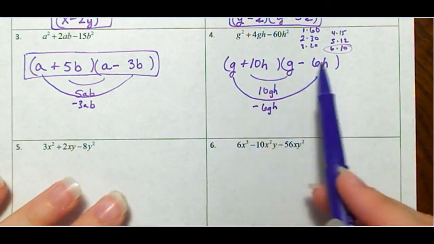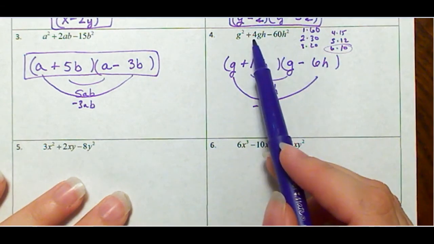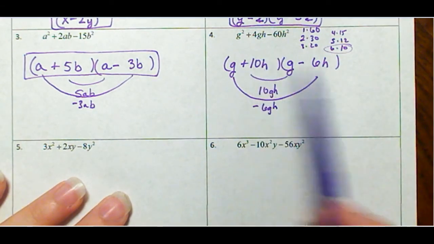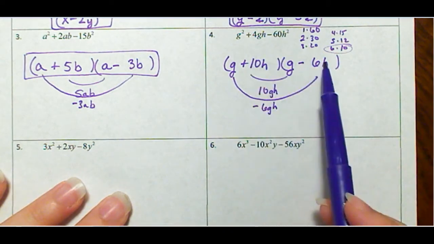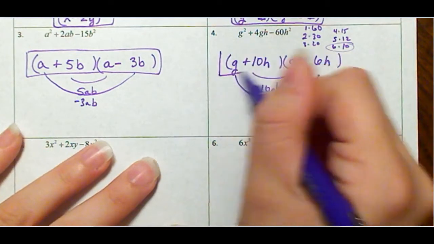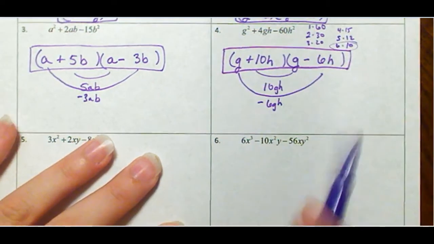So positive 10 and negative 6 would give me a positive 4, and just tag on the h to those two pieces of the term. So 10 and 6 become 10h and negative 6h. Okay, so that's our final answer. So hopefully you got that one correct.